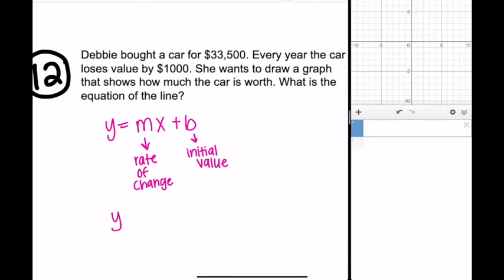So the total cost of this car, y, is equal to the rate of change. So how is the value of this car changing? It's going down or losing value by $1,000. So each year it's going down $1,000. So the total value is negative 1,000 per year x plus the original value of the car, which was $33,500.